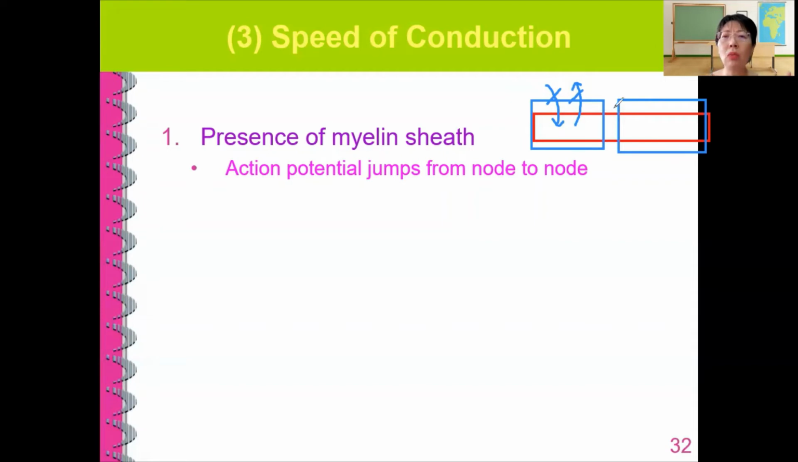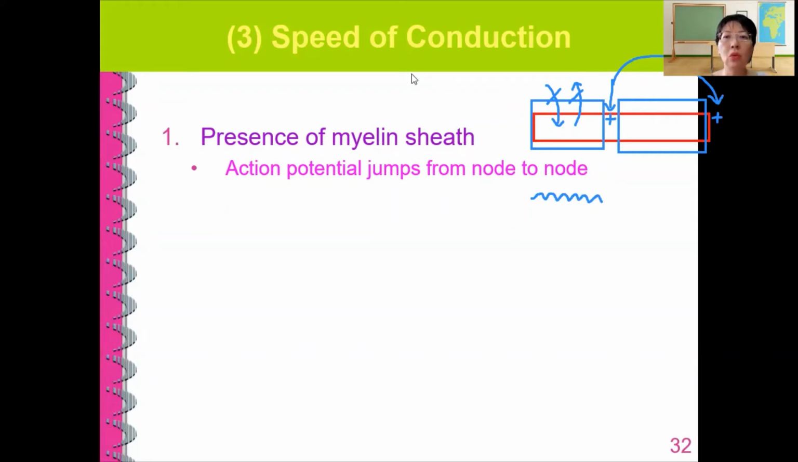So the only place where there can be movement of potassium and sodium ions is at the node of Ranvier. Therefore, when action potential is generated here, the next place it can generate action potential is the next node of Ranvier. So when action potential is produced here, then straight away, at the next instant, the action potential will be produced here. So it jumps from node to node, which is faster than moving from one point to the next point along the axon, which would be slower.